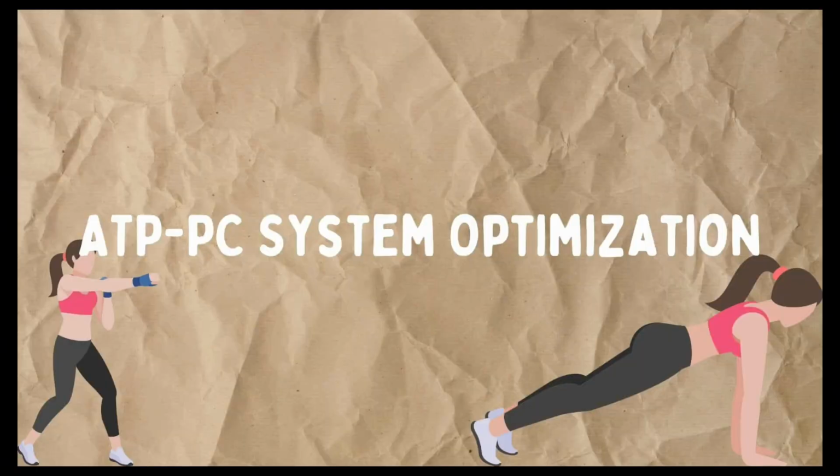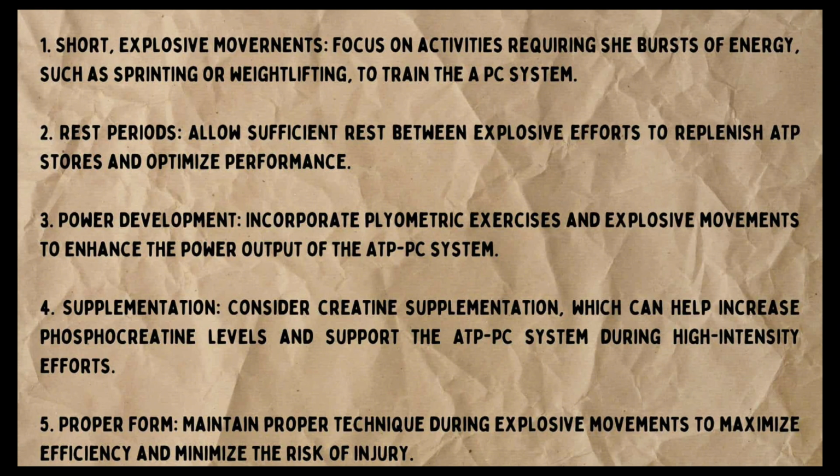ATP PC system optimization. First is short explosive movements. Second is rest periods. Third is power development. Fourth is supplementation. And fifth, proper form.